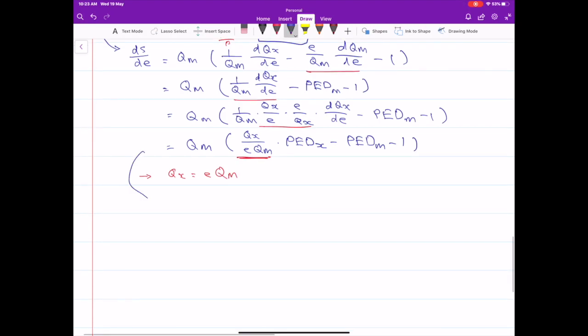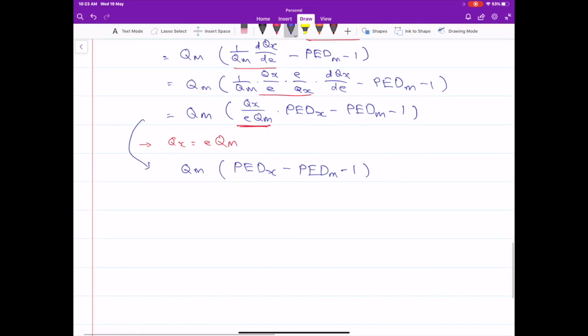Now, continuing from here, we get Qm multiplied by PDX, because EQM equals Qx, so the ratio will just be 1. So, minus PDM minus 1. Now, to continue, we have to analyze the signs of PDX and PDM.